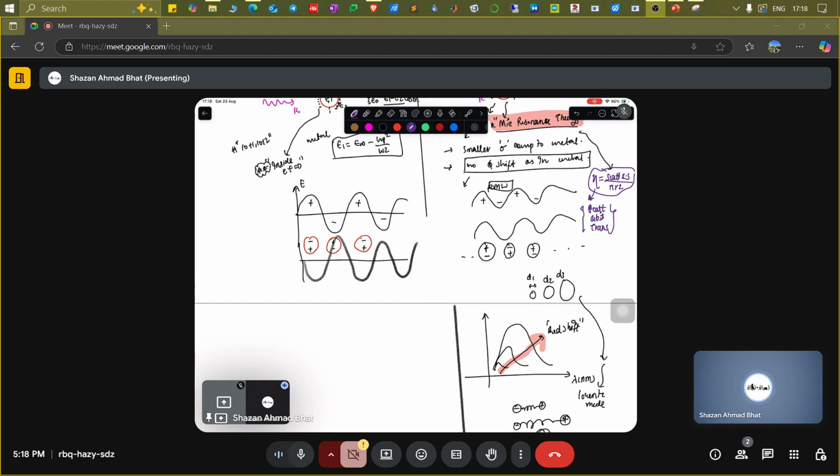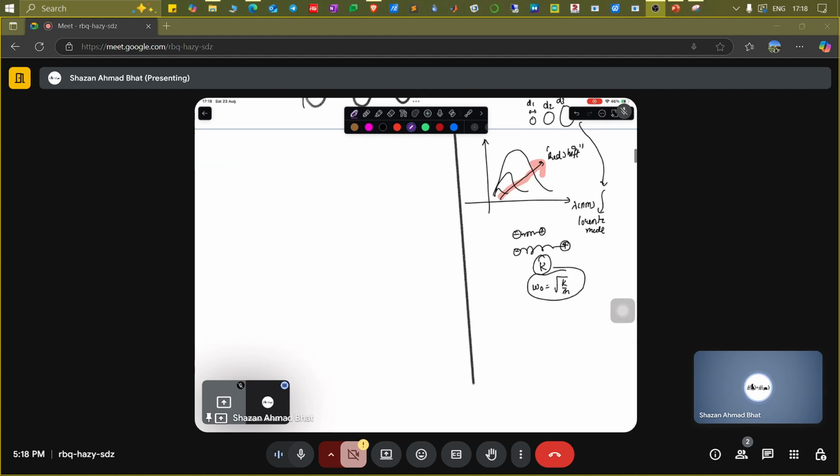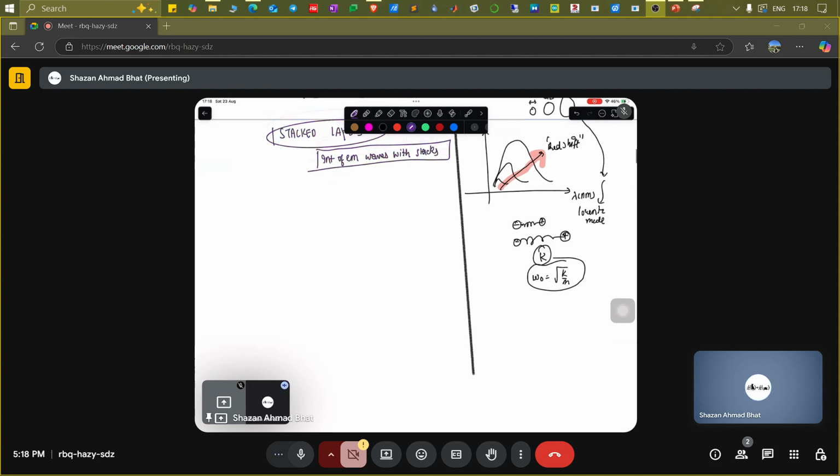Now what we are going to do is study stacked layers, and basically the interaction of electromagnetic (EM) waves with stacks. So that's what we are going to look into.